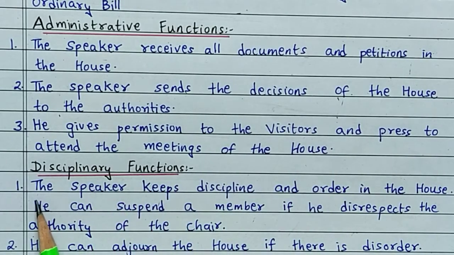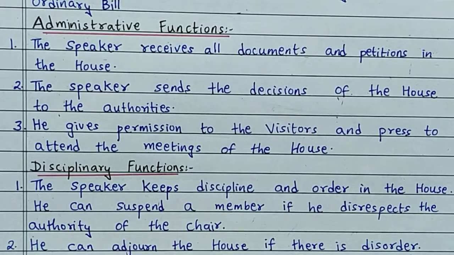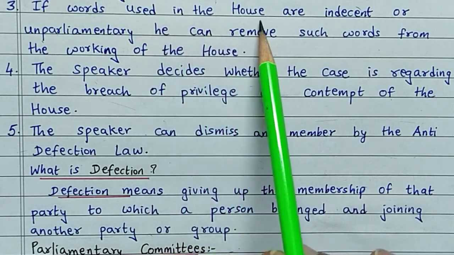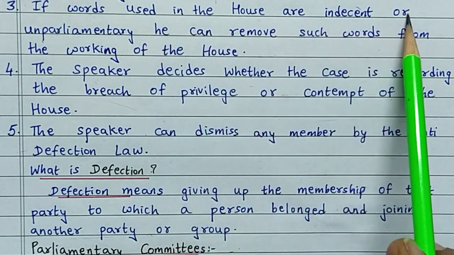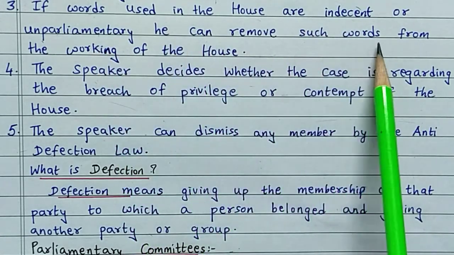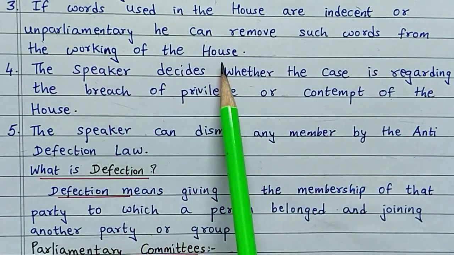Disciplinary functions. Number 1, the Speaker keeps discipline and order in the House. He can suspend a member if he disrespects the authority of the chair. Number 2, he can adjourn the House if there is disorder. Number 3, if words used in the House are indecent or unparliamentary, he can remove such words from the proceedings of the House.